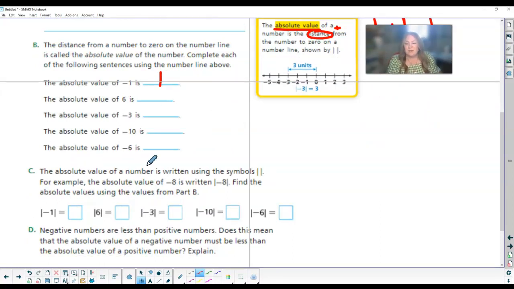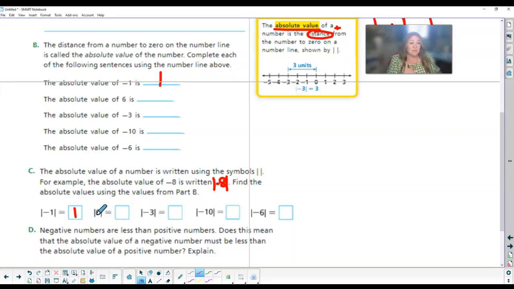The absolute value of a number is written using these symbols like we just talked about. I always think of it like the distance from here to here. So the absolute value of -8 is written as the absolute value of -8. This is just written out in words, and this is written out as math symbols. It's still 1 unit. The absolute value of -1 is 1.